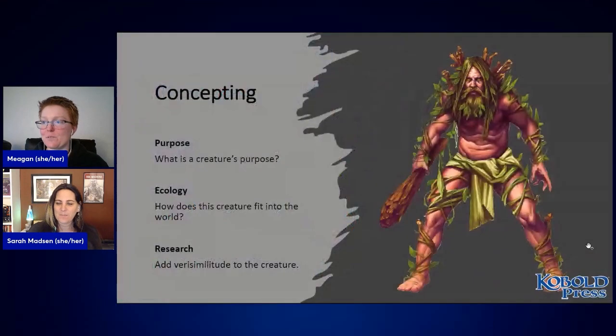All right. So for our first slide, we have concepting. As I said, we're going to do these in this order, but y'all don't have to. You can do whatever you want. I know some people like to start with the numbers, and some people like to start with the concept. So we're starting with concept here, and there are 3 key points to concepting: the creature's purpose, their ecology, and then you have to do research to add some realness to the creature. Those are the 3 things we're going to be talking about.